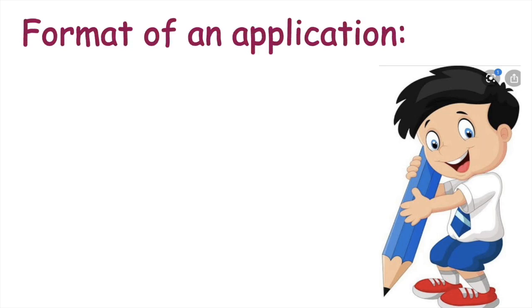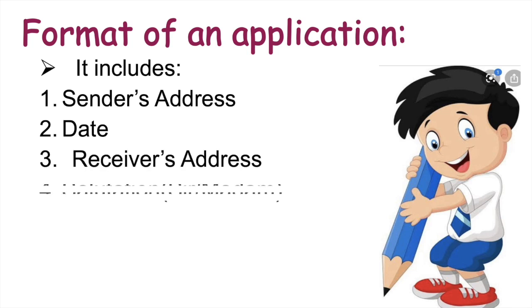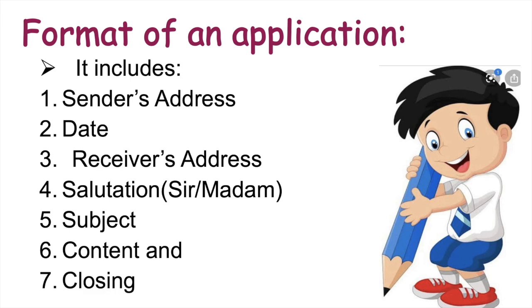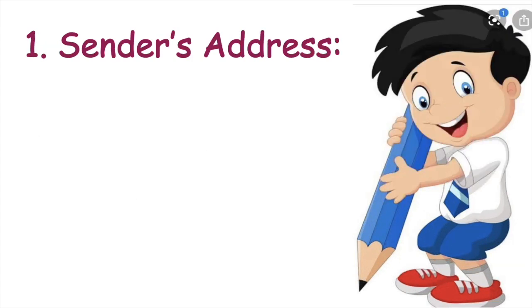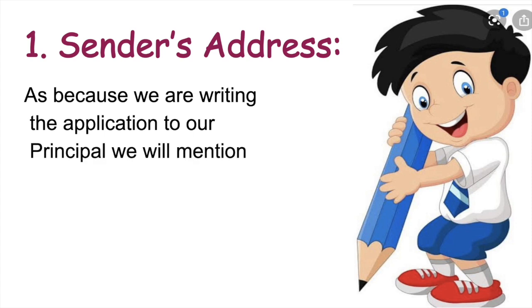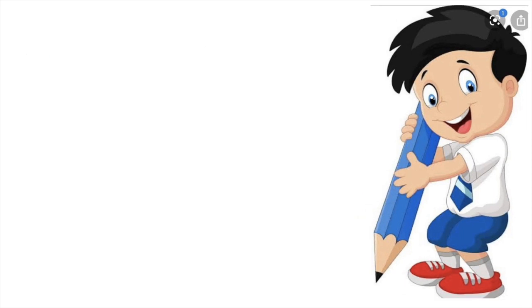Let's see the format of an application. The format of an application includes sender's address, date, receiver's address, salutation, sir or madam, subject, content and closing. Let's see the sender's address. As we are writing the application to our principal, we will mention the place only, that is Dhanbad.